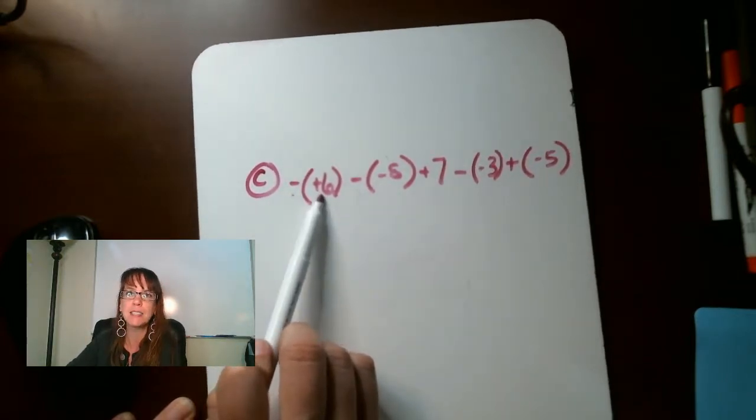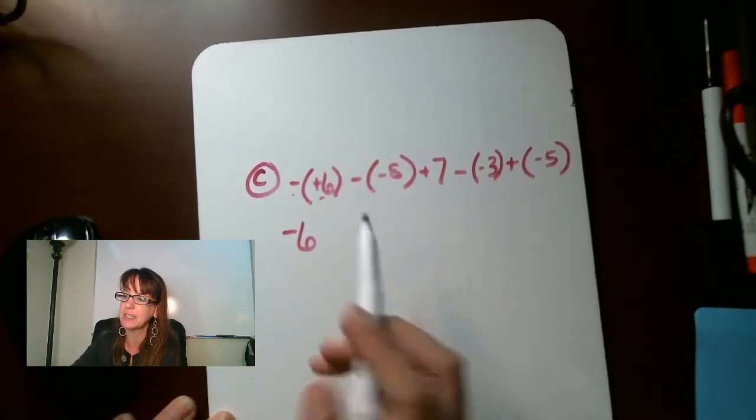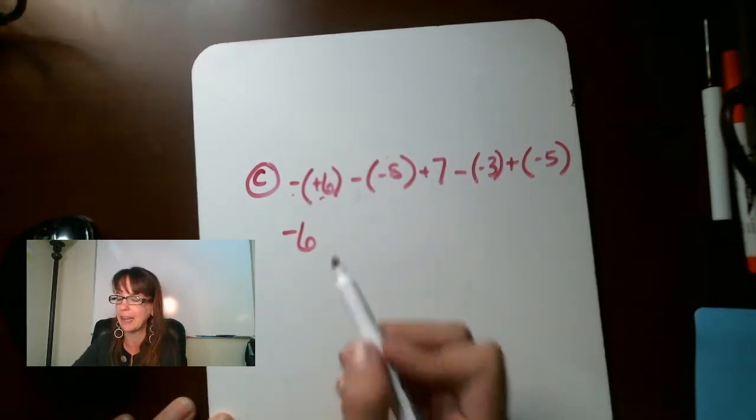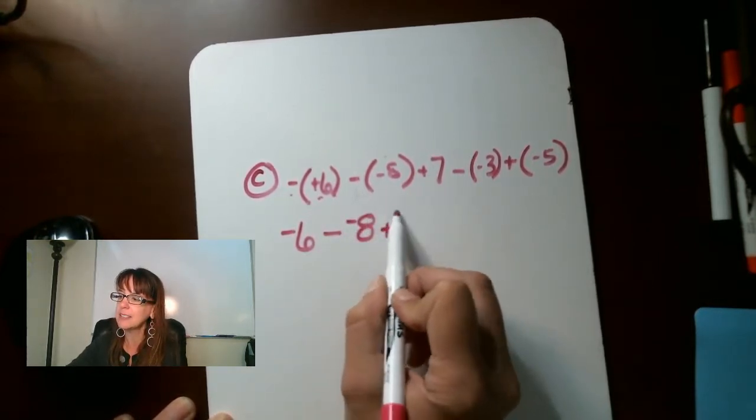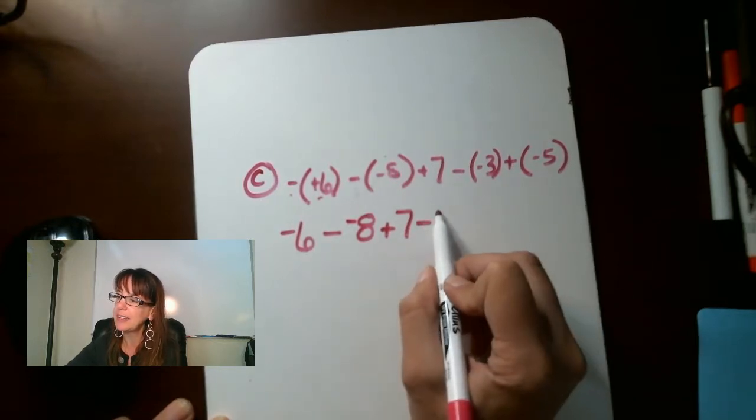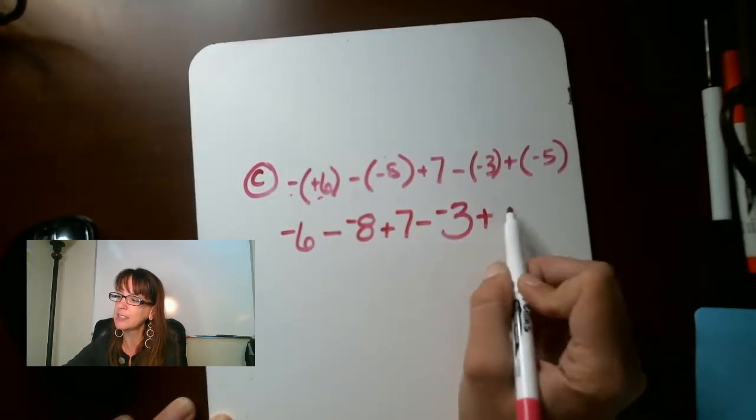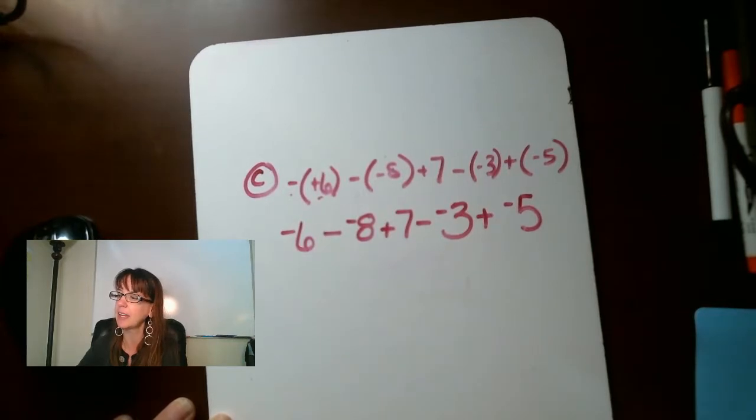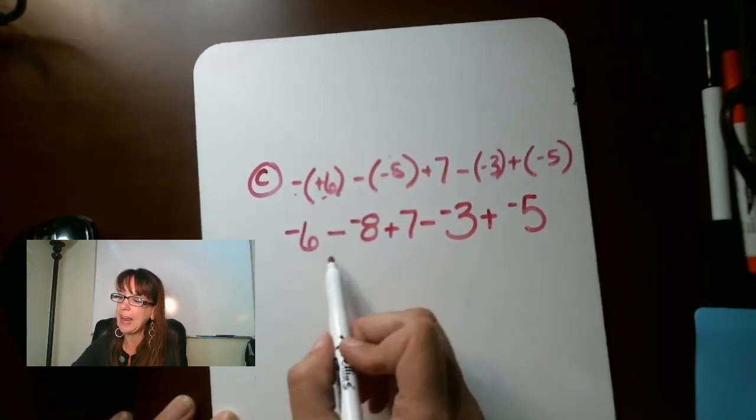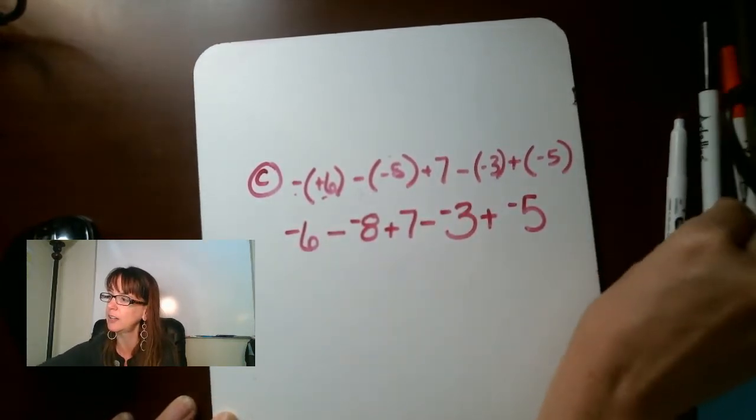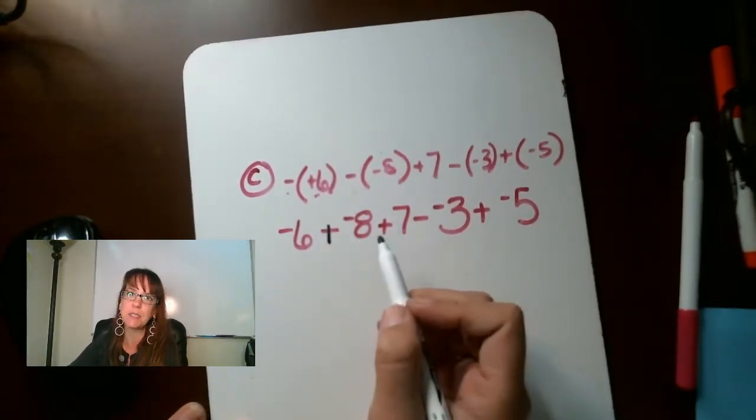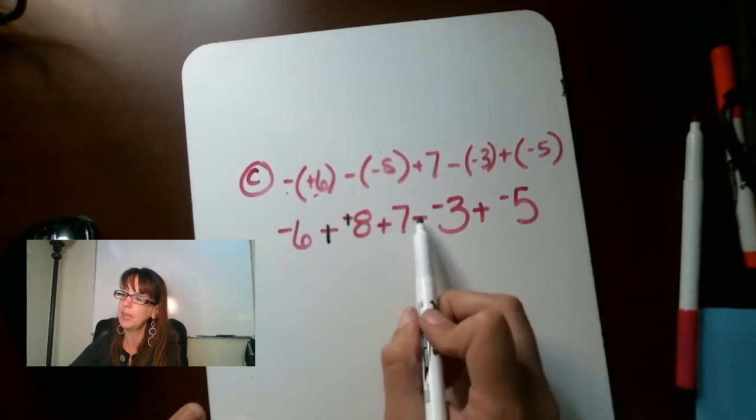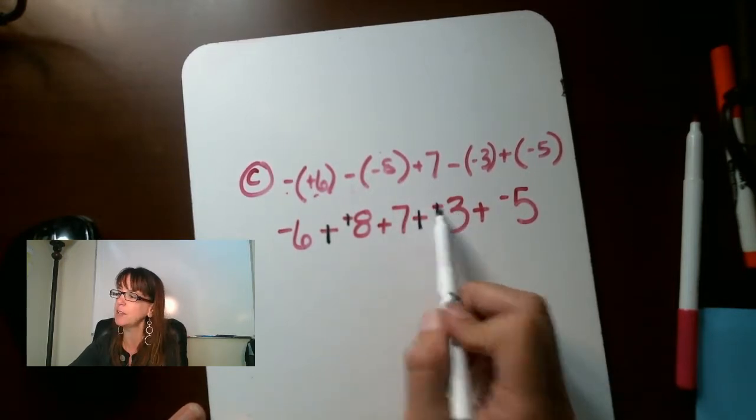Opposite of positive 6 is going to be negative 6. So negative times a positive gives us a negative, minus negative 8 plus 7 minus a negative 3 plus a negative 5. Now, we're going to go ahead and add the opposite. For our first subtraction here, we're going to add the opposite of negative 8, positive 8. Add the opposite of negative 3, which is positive 3.